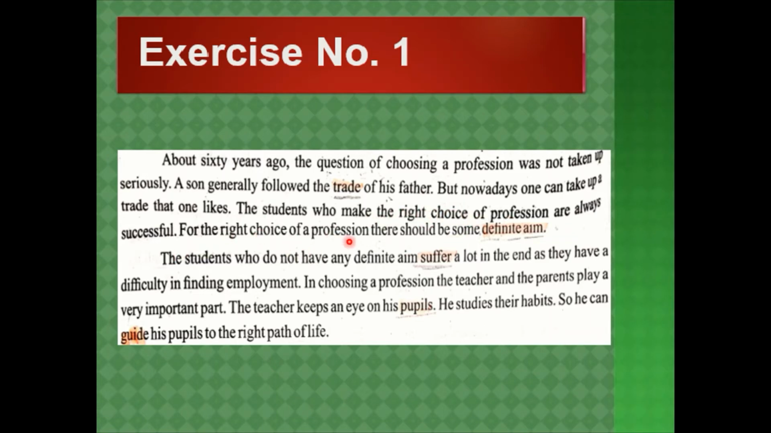For the right choice of profession, there should be some definite aim. The students who do not have any definite aim suffer a lot in the end, as they have difficulty in finding employment. In choosing a profession, the teacher and parents play a very important part. The teacher keeps an eye on his pupils. He studies his habits so he can guide his pupils to the right path of life.